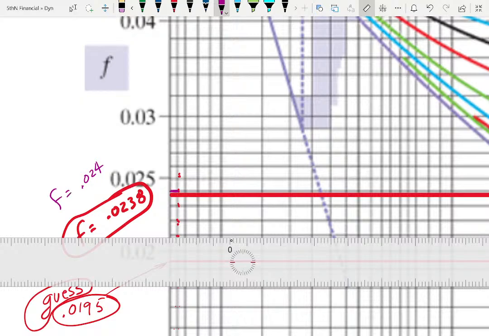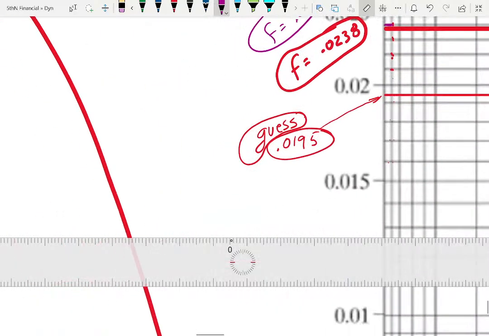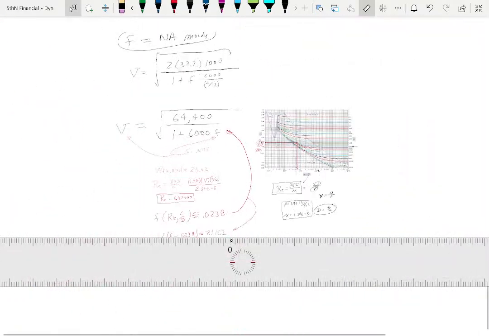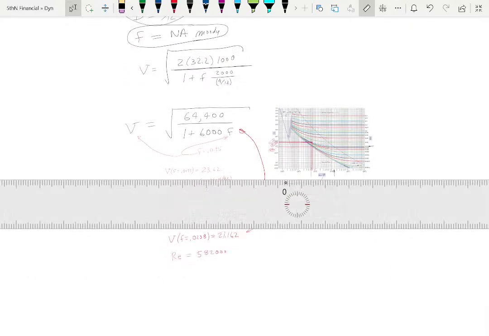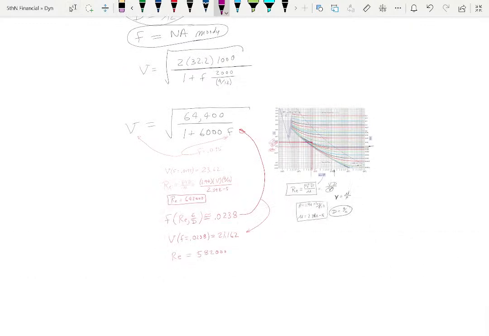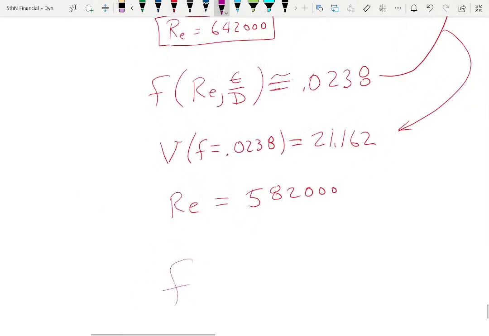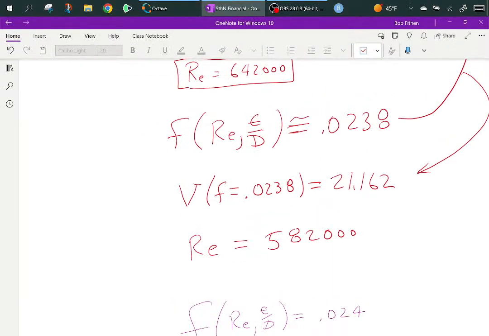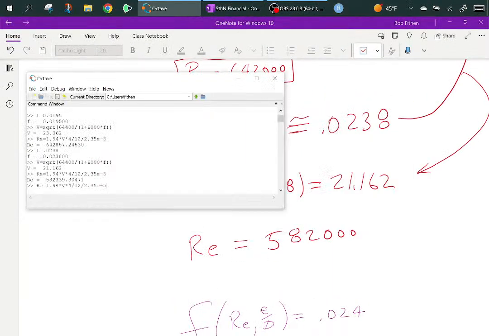And then if you go back, I'm going to get rid of this. So if you go back and you say, okay, F, the friction factor, as a function of the Reynolds number, and E over D is equal to 0.024. Then you go back, what you find out, okay, so let's go back, 0.024.